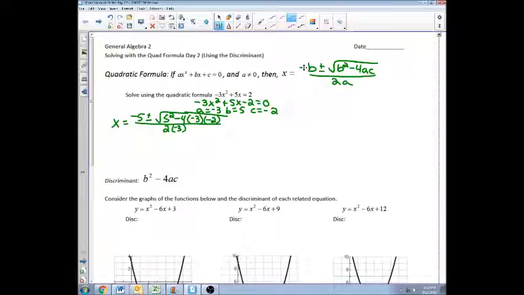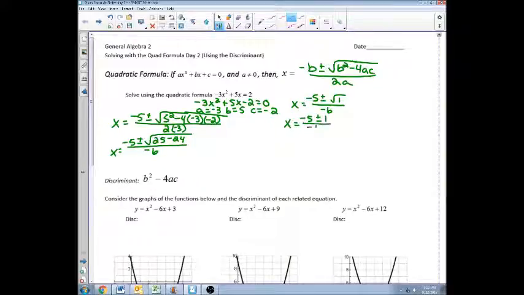All right. Now I'm going to go ahead and simplify. So I'll have x equals negative 5 plus or minus 5 squared is 25. Negative 4 times negative 3 times negative 2 would be negative 24. All that would be over negative 6. I'm going to go ahead and bring this up to the right over here. Now I want to continue to simplify. So x would be negative 5 plus or minus the square root of 1 over negative 6. So x equals negative 5 plus or minus 1 over negative 6.